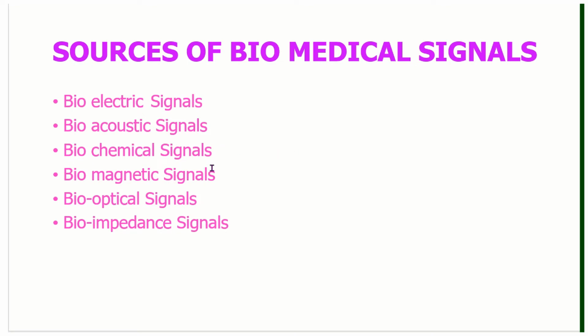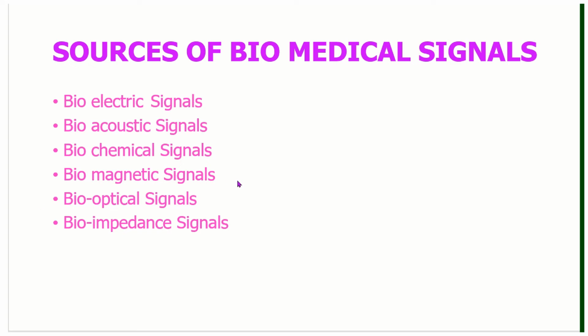Biochemical signals. Examples of biochemical signals are the partial pressure of carbon dioxide and the partial pressure of oxygen. The partial pressure of carbon dioxide and oxygen is an indication of the levels of oxygen and carbon dioxide inside the human body. This could be analyzed to check whether there is proper functioning of the lungs and proper respiration for that human being.